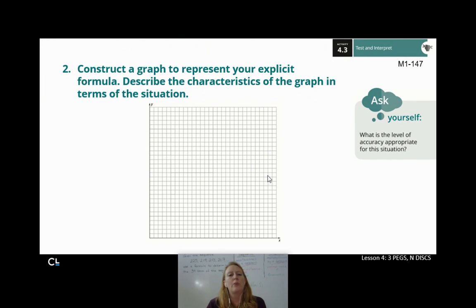Can you construct a graph to represent your explicit formula and describe the characteristics of the graph in terms of the situation? Label your graph. Can you label your x-axis, label your y-axis? So see if you can graph it and label your x-axis and y-axis. If you need to use Desmos, that's cool. I'm just going to use our table to make my graph. Go ahead and hit pause to work out your graph, and then hit play when you're ready to check your work.